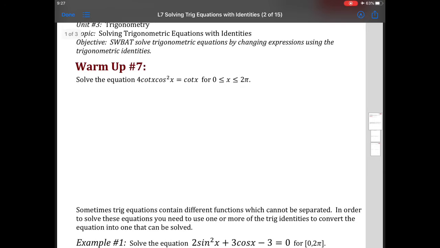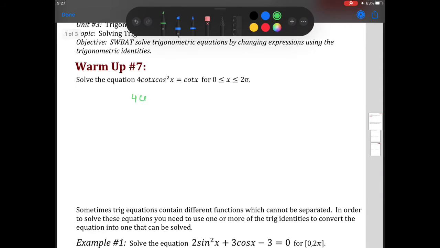So the warm-up says solve the equation. Again, it's an equation, so we're not proving here. So I want to move the cotangent x to the other side. So it'll be 4 cotangent cubed x minus cotangent x equals 0. We're going to factor these somehow. What's common in them? I see cotangent x, and what are you left with? 4 cosine squared x minus 1 equal to 0.